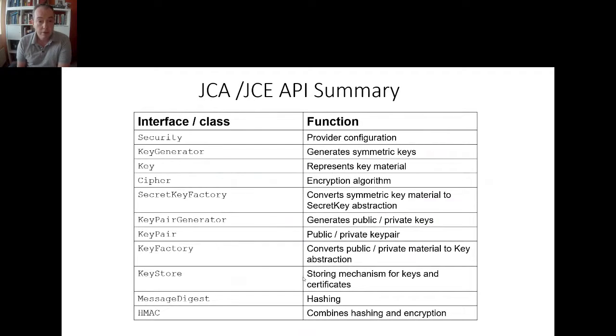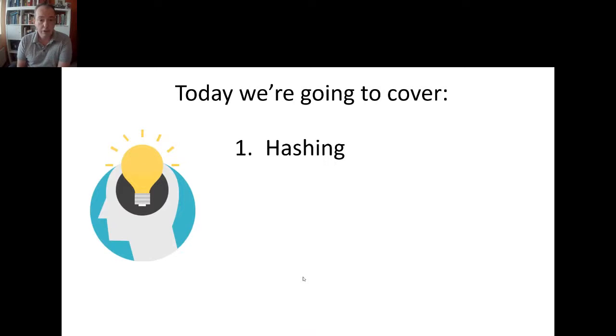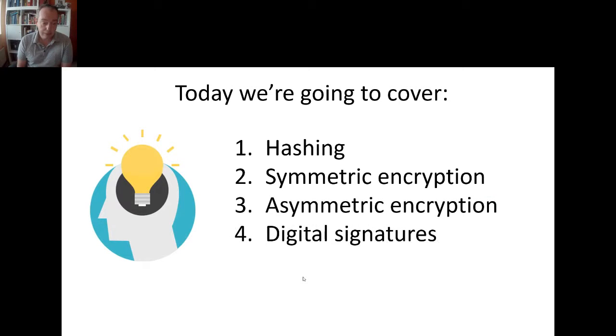Okay. So these are a few of the classes that are in the JCA, JCE. I'm not going to go through them now because we'll encounter them in this presentation, but just to give an indication, this is the stuff you're going to use. So it's not that big, and not too complex. Today we're going to cover hashing, symmetric encryption, asymmetric encryption. We're going to look at digital signatures, and we're going to look at certificates. So we'll go through these one by one.